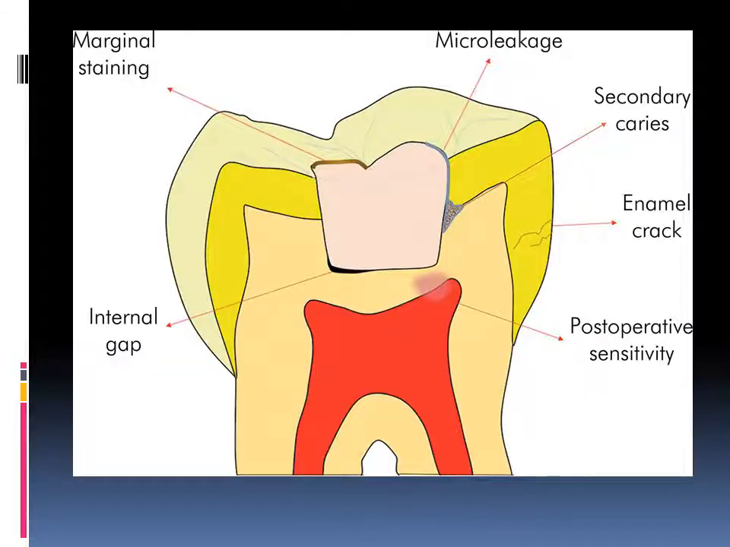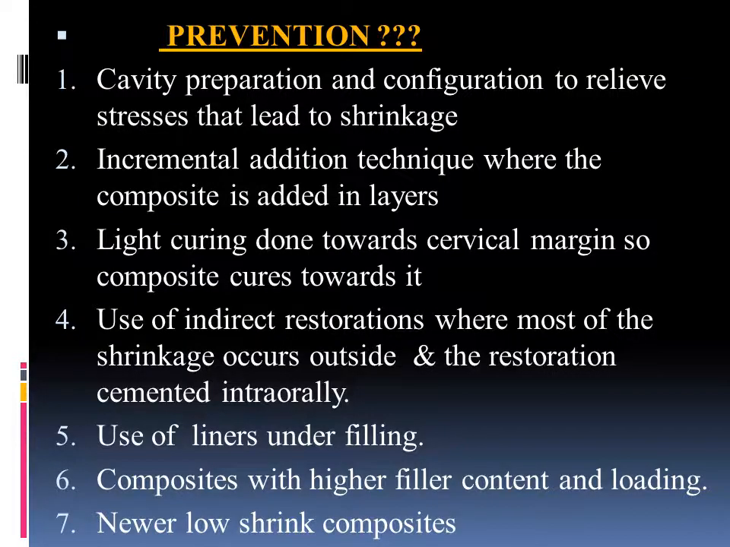So, these are the effects of polymerization shrinkage, and this diagram basically summarizes what we just discussed: that it leads to marginal staining, microleakage, enamel crack, postoperative sensitivity, and internal gaps, and ultimately secondary caries and failure of the restoration. So how can we prevent polymerization shrinkage?